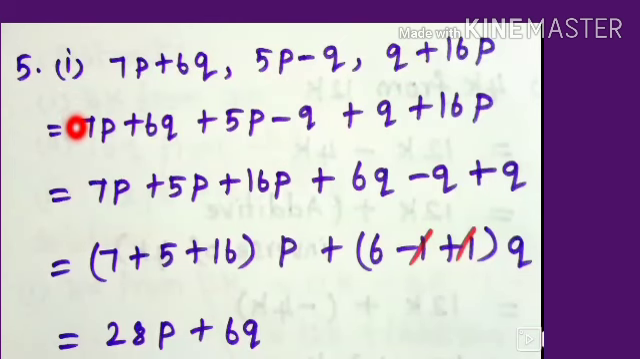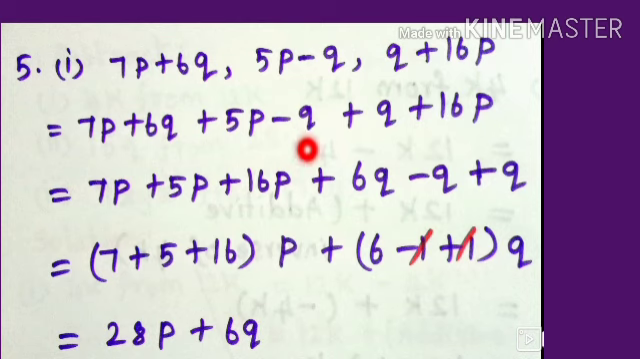Exercise 3.2, fifth problem. Find the sum of the following expressions. Sum means we have to add. So, adding all these 3 expressions, what will we get? Let's see. First, we have to add all these expressions.